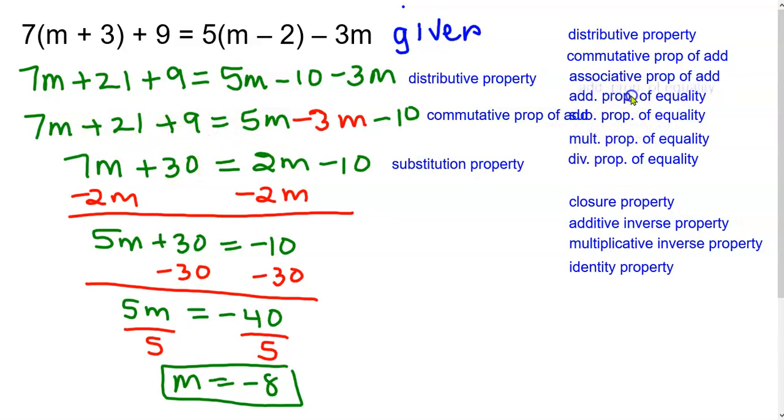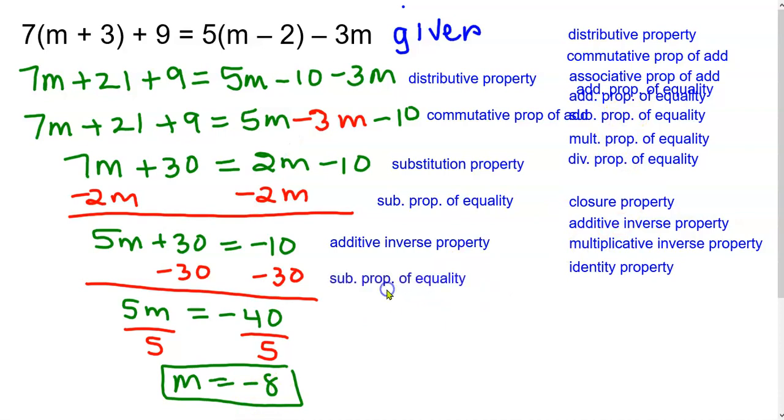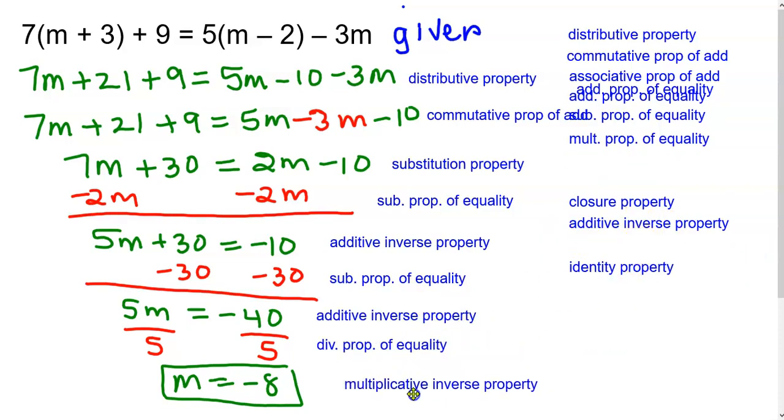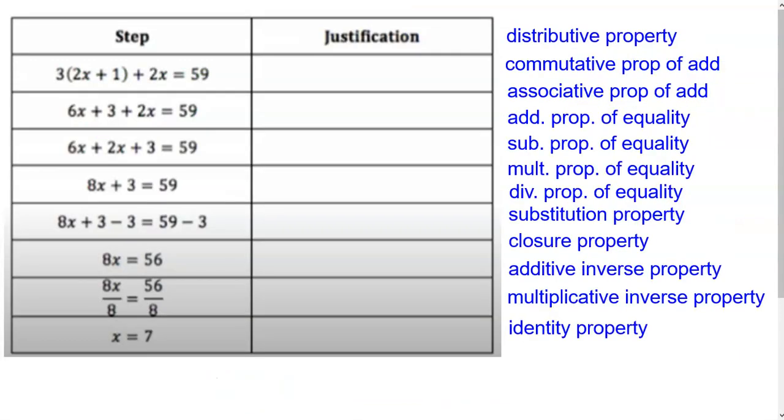Then I have the subtraction property of equality here, followed by the additive inverse, because these items over here make a 0. In the next line again, I have the subtraction property of equality, followed by the additive inverse, division property of equality, followed by the multiplicative inverse. This problem I did earlier, but you could certainly pause the video and try it on your own again.